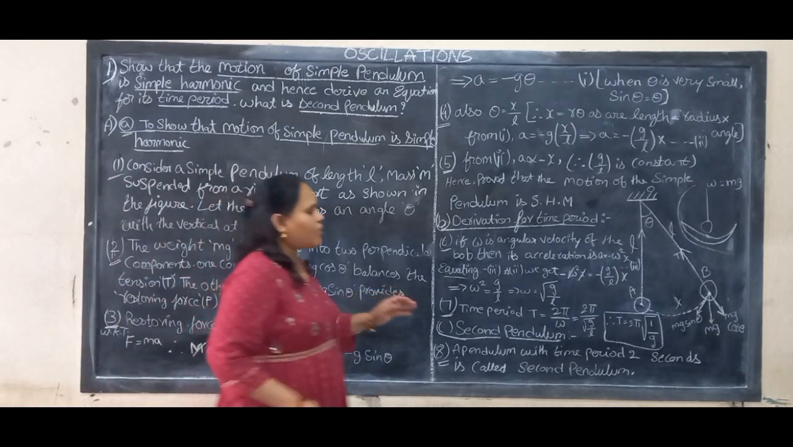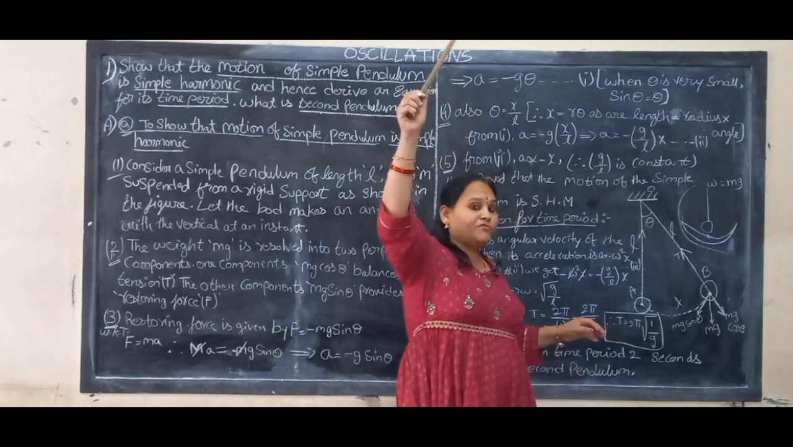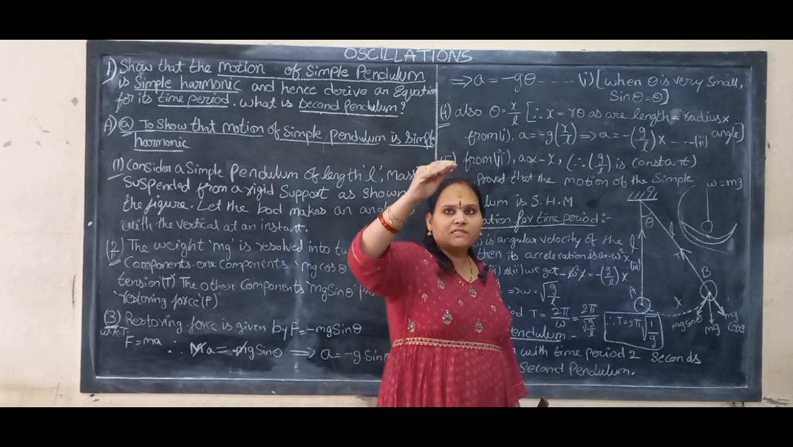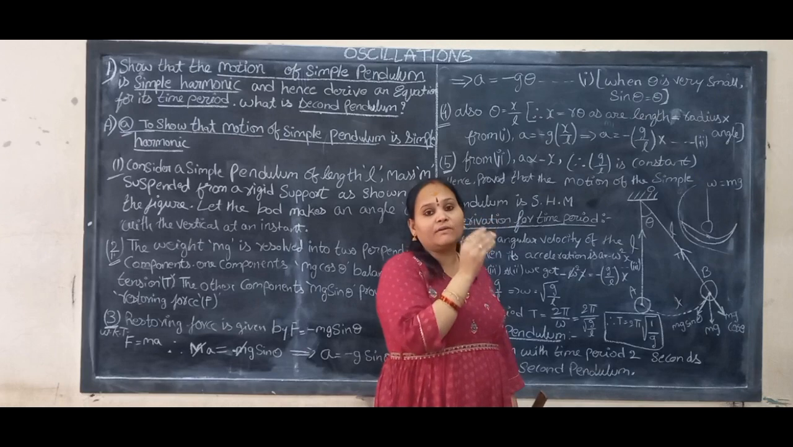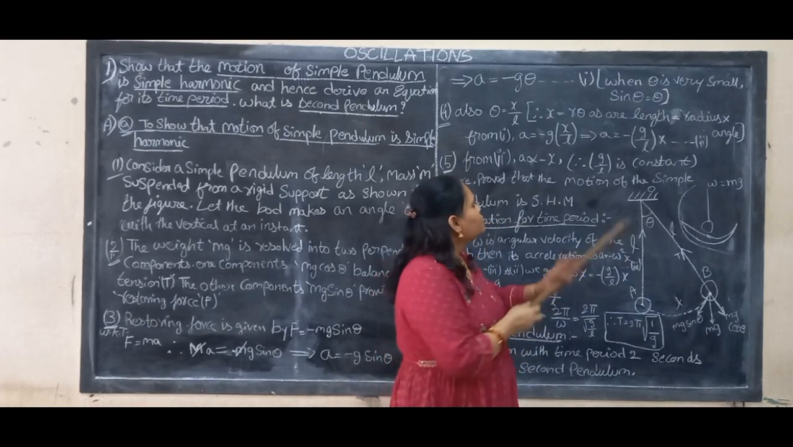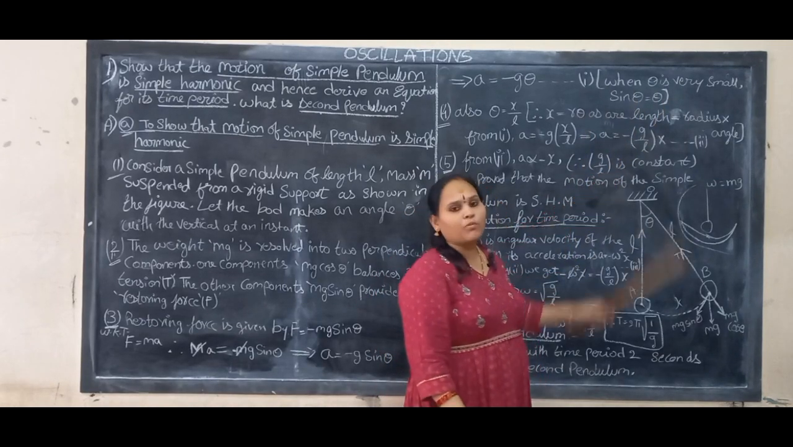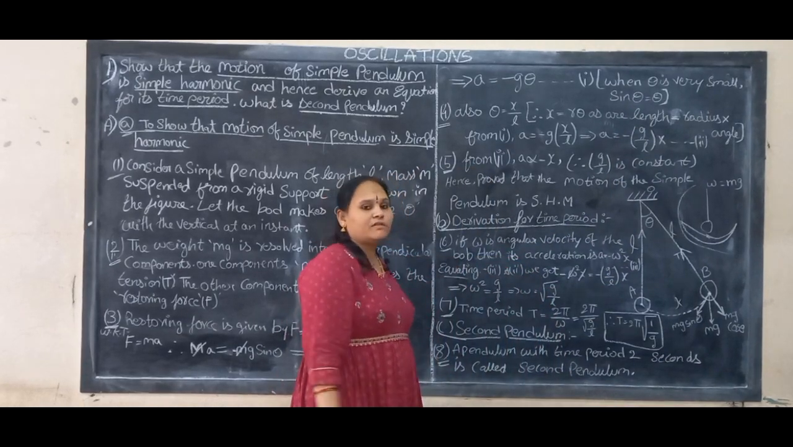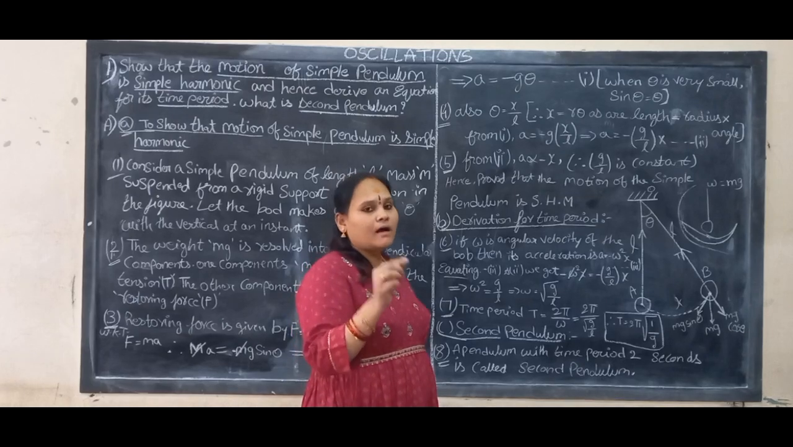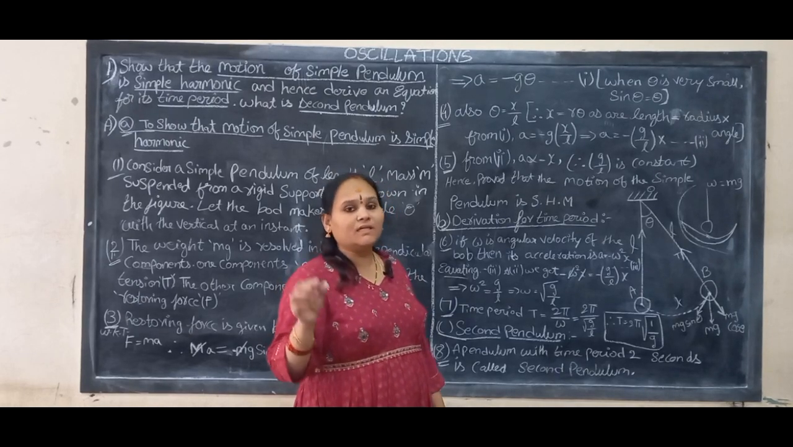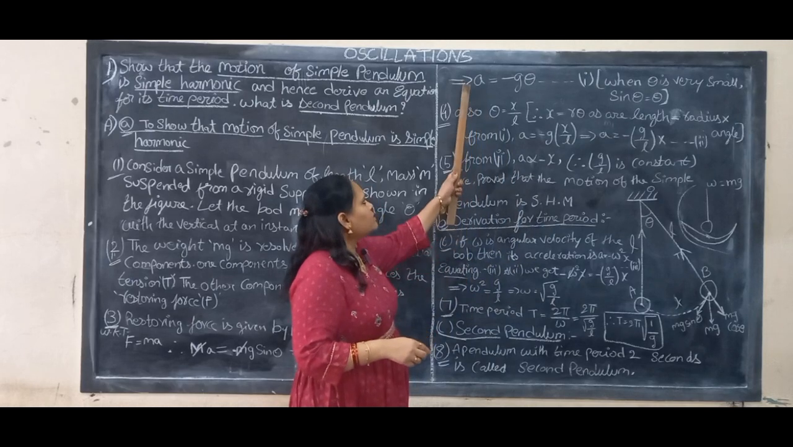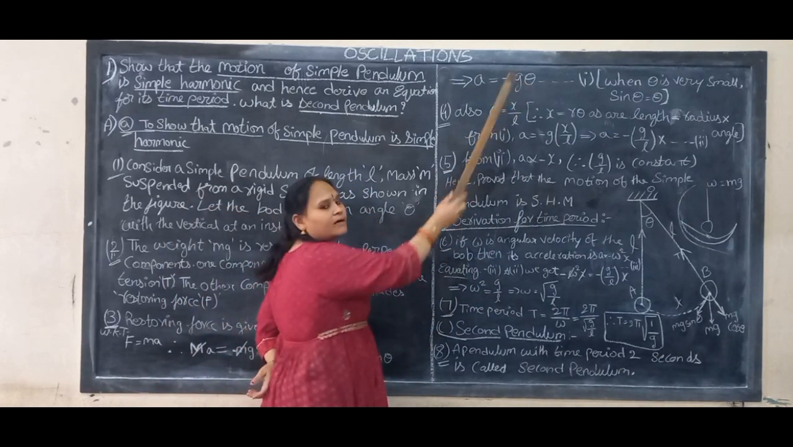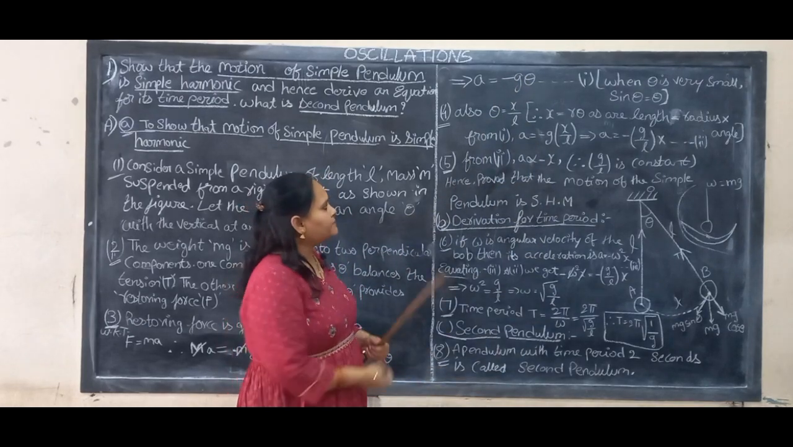So the bob moves only a little bit, so the angle will be considered very small. Where theta is very small, sin theta equals theta. Sin theta is a very small value, so sin theta equals theta. If theta is very small, substitute in a equals minus g sin theta, with sin theta replaced by theta. So we have the formula.